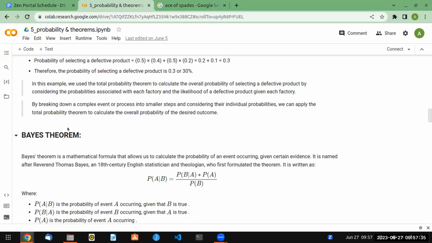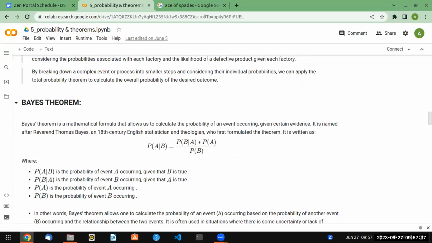I have a list of questions with answers, the PDF files, which I already shared with you in the G Drive. I'll try to solve one question from those, and you spend more time, because there is no shortcut here. If you don't understand in one go, you have to keep trying. So before that, let's try to understand what Bayes theorem is.